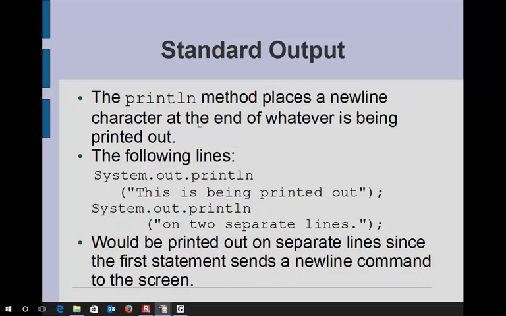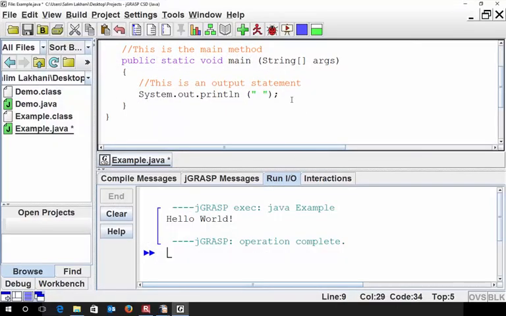Okay, so let's see what's the difference. Your println method is going to place a new line character at the end of whatever is being printed out. So when I look at those two statements, there are two strings that are going to be displayed, printed out on two separate lines. Okay, so let's actually try this. Let's go back to our Java editor and add some more stuff in there.